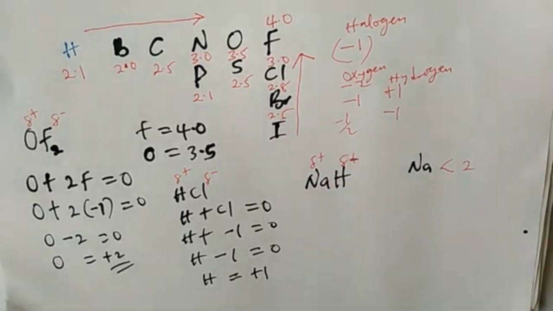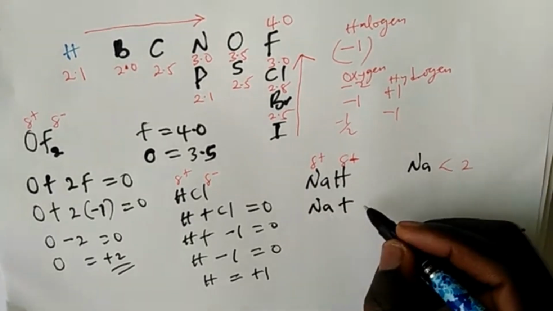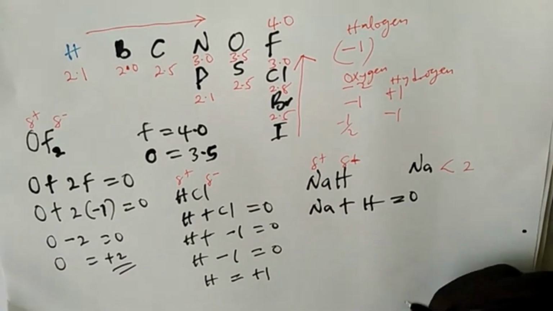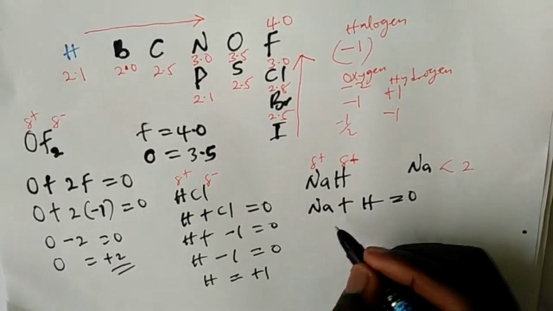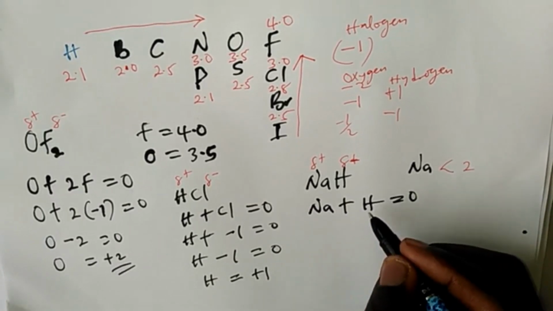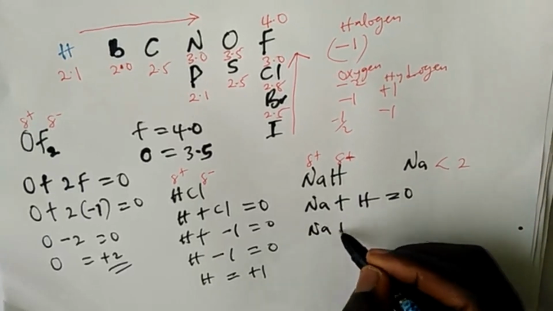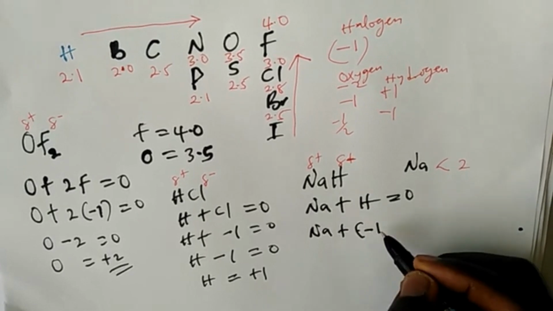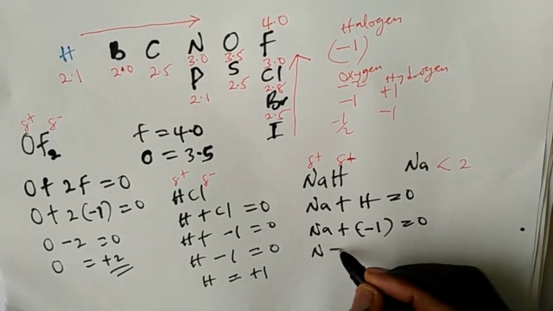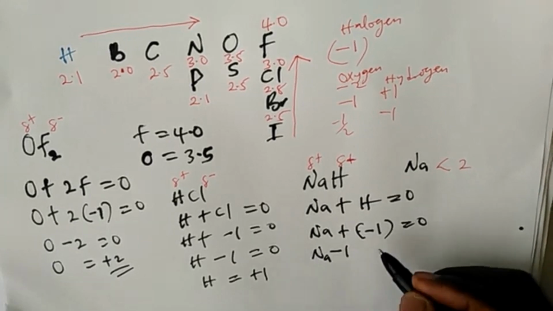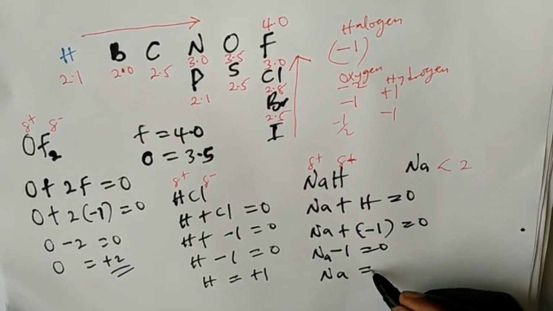Now, when you want to write it, you say sodium plus H is equals to 0. The overall charge is 0. Now we know that hydrogen, since it's carrying a partial negative charge, you say sodium plus -1 is equals to 0. Sodium -1 is equals to 0. Sodium is equals to +1.